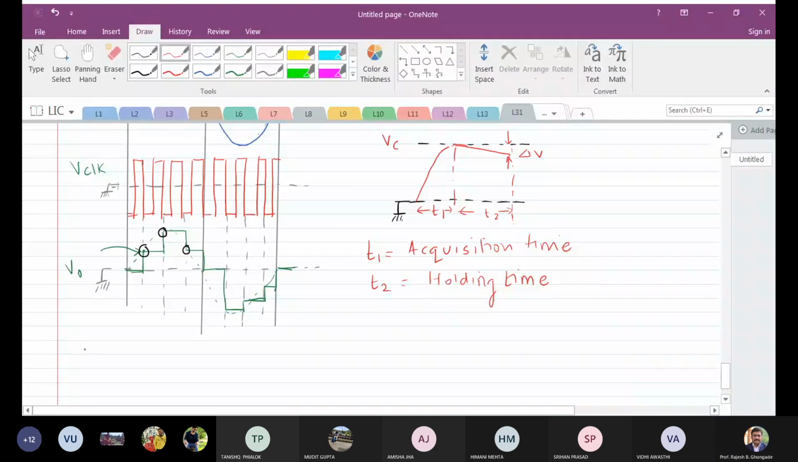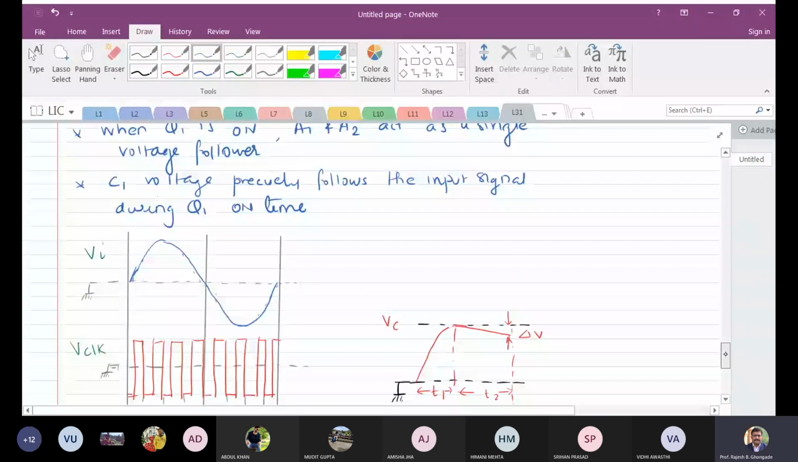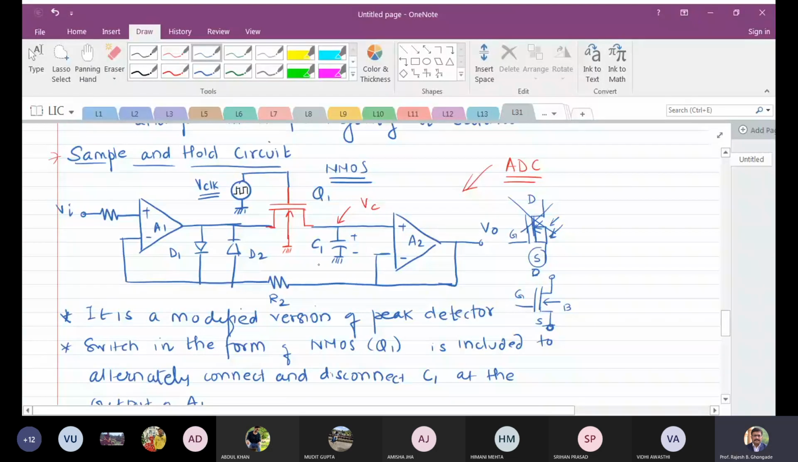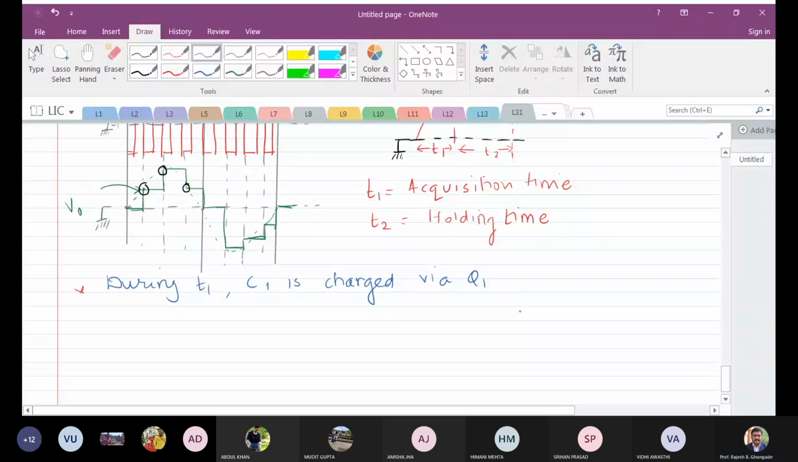So during T1, capacitor C1 is charged via Q1, that is the MOSFET. So look at this. C1 is charged via MOSFET Q1 because the MOSFET is on. So what we have over there is RDS on. Please remember that we have already studied the MOSFET, so we know what RDS on is.